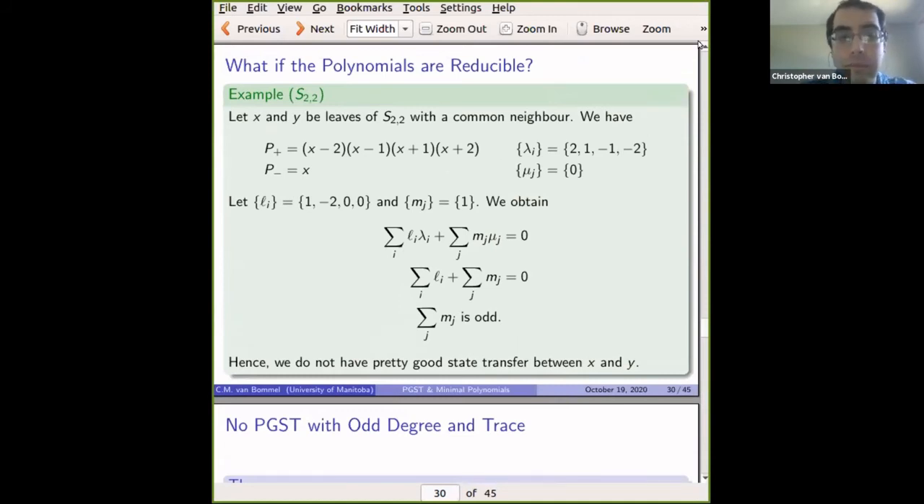And then there's a more complicated version that uses more of the factors that still allows us to rule out pretty good state transfer. So here we're looking at the double star with two leaves on each side. And again, we can find coefficients that satisfy the equations of the pretty good state transfer characterization, but have odd sums. So that rules out the possibility of pretty good state transfer here.